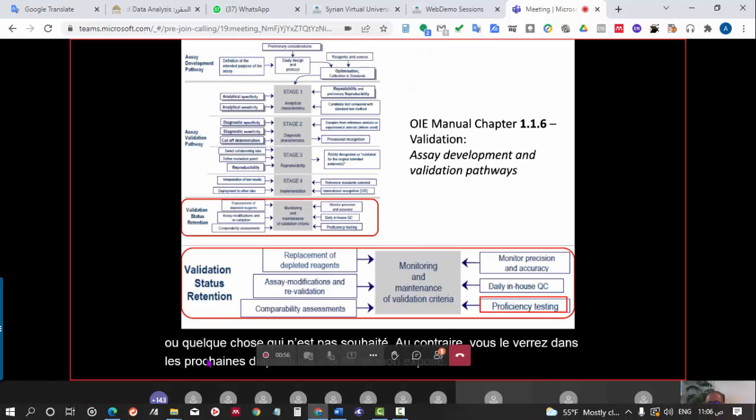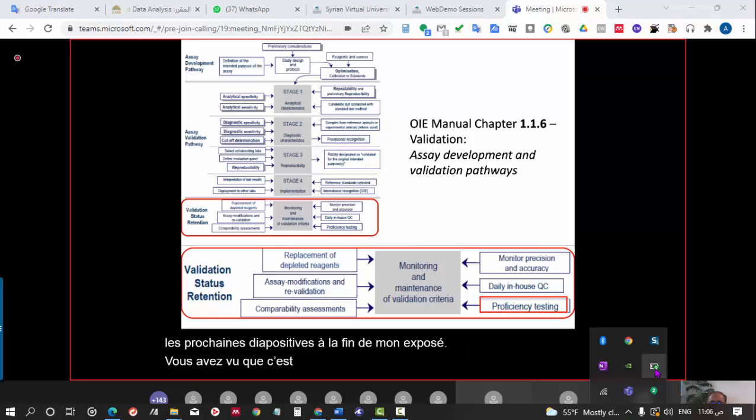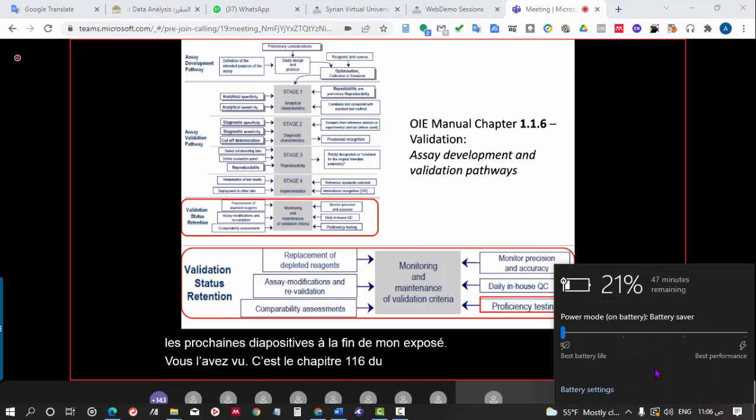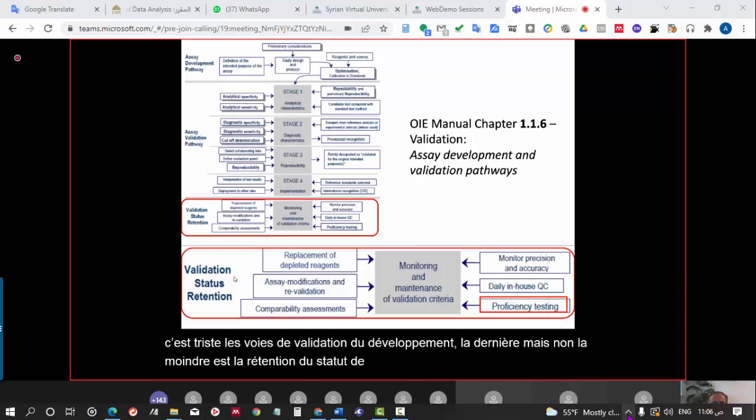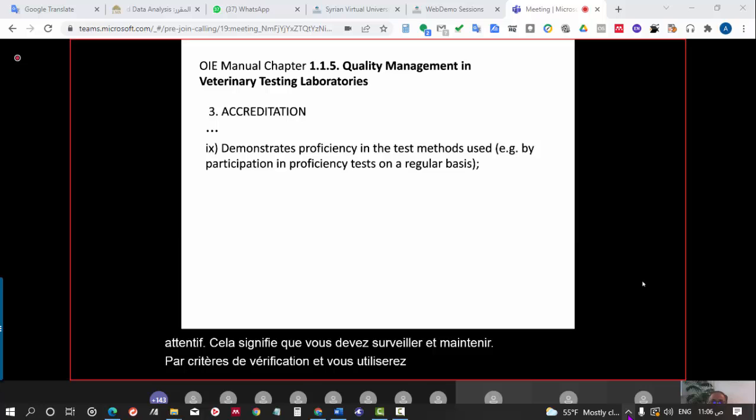You have seen this. It is OIE manual chapter 116 for validation. So this is assay development and validation pathways. The last but not the least is validation status retention. The same is for your verification. You want to keep your verification status retention. It means that you have to monitor and maintain by verification criteria, and you will use proficiency testing to do that.